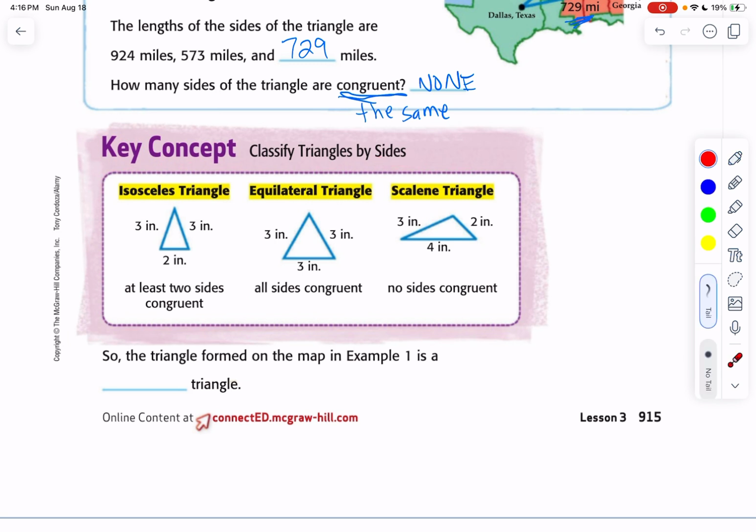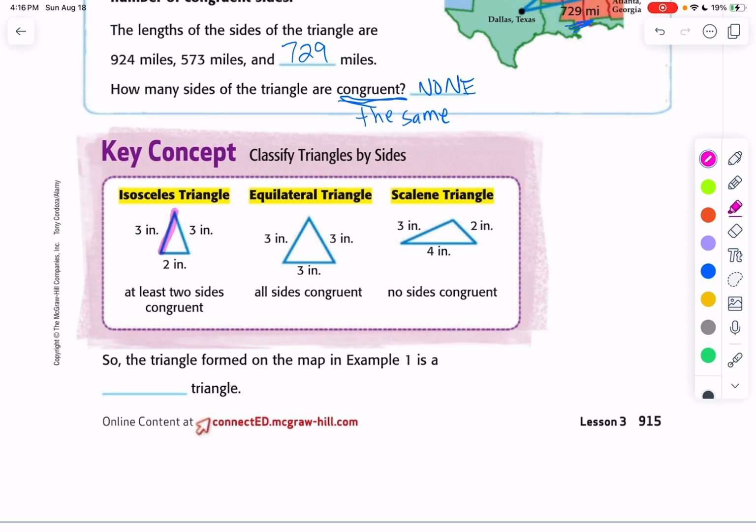All right? So look at this one here. This triangle has two sides that are congruent. They're both 3 inches. The third one is different. When you have two congruent sides, that is an isosceles triangle. And then, if you look here, this triangle has 3 congruent sides. All 3 sides are exactly 3 inches. When you have that, when they're equal, we call that an equilateral triangle, right?